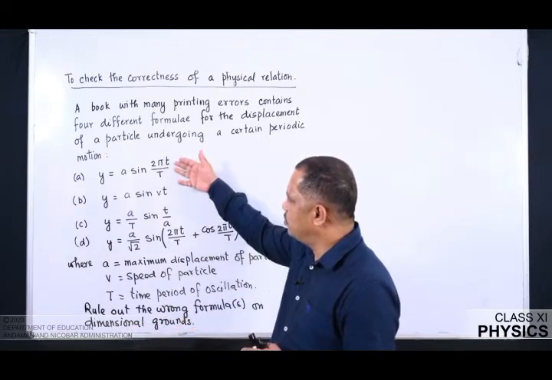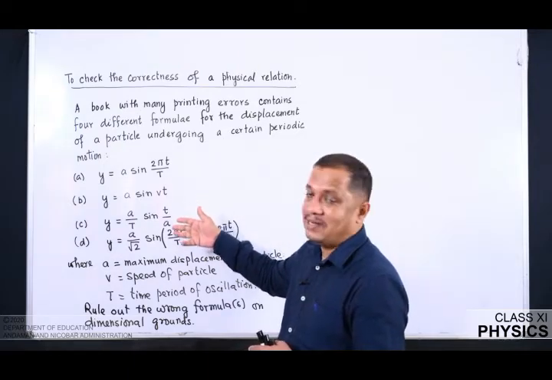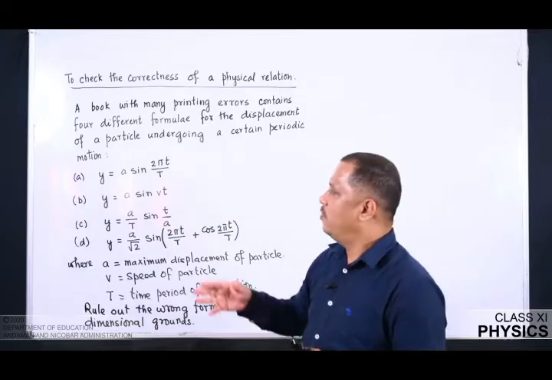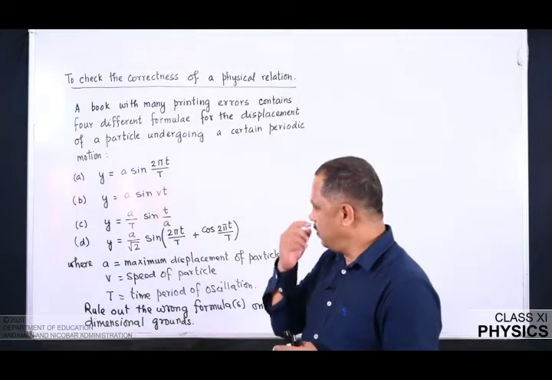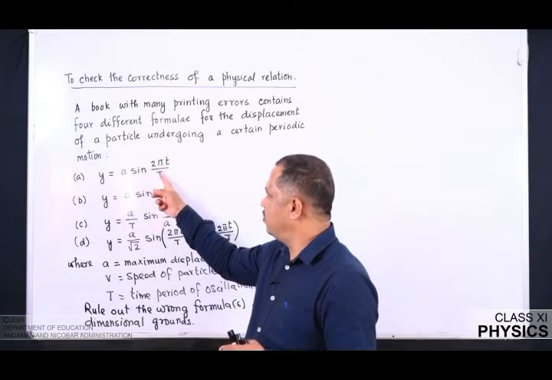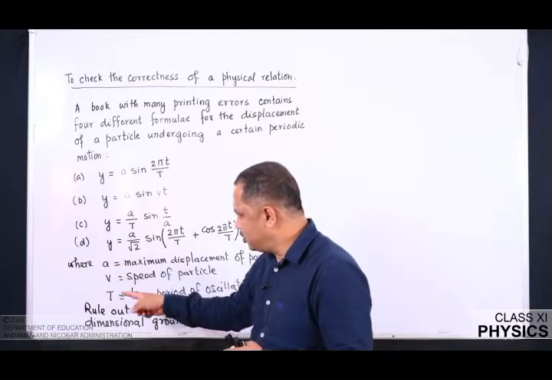Therefore, we need to check whether these formulae are dimensionally correct or not. Whichever formula is wrong based on the method of dimensions, we are going to rule out. So we have to identify. Here the first one is given, y is equal to a sine 2 pi t over T. Likewise there are 4 different formulae. However, some description is given here.